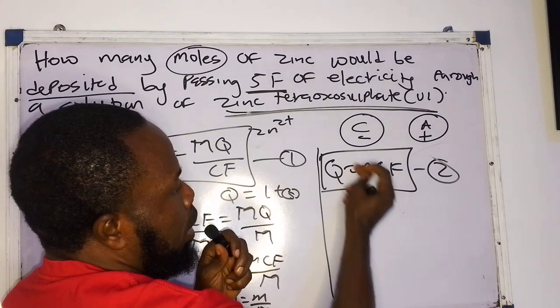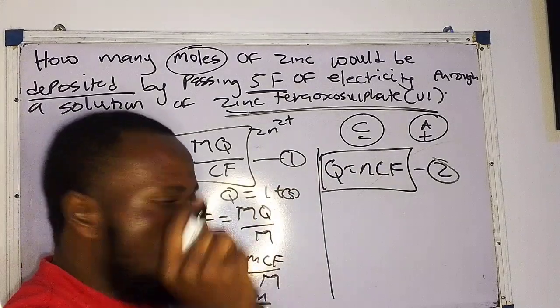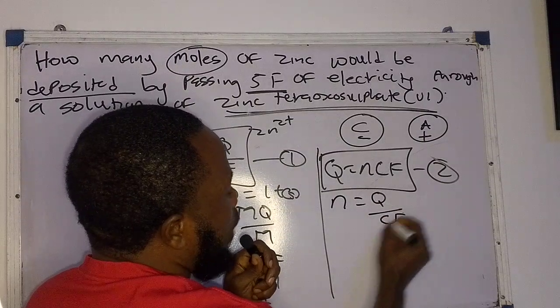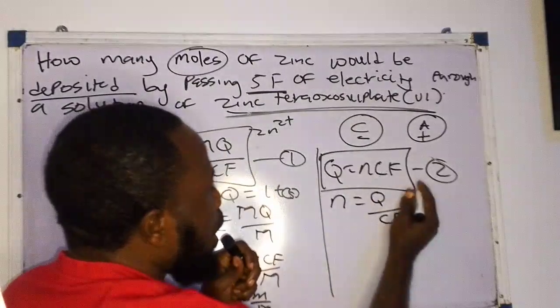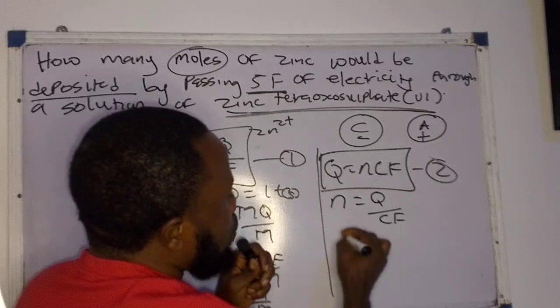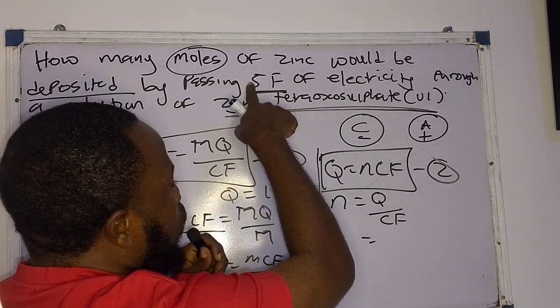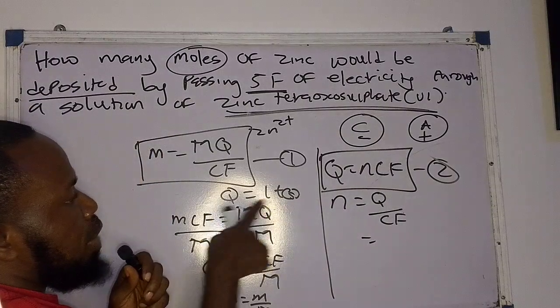Now since I'm looking for n, I have to make n the subject of the formula. Therefore n is equal to Q over cf. So I'm looking for n, the number of moles, and they already gave us the quantity of electricity. There's no need for me to find it using this formula.